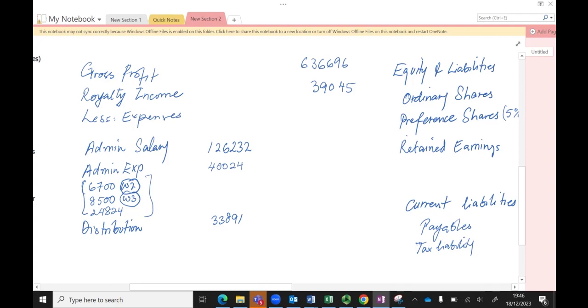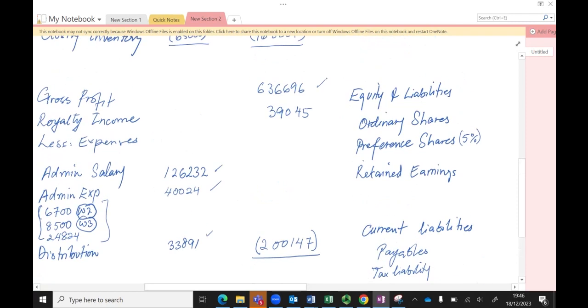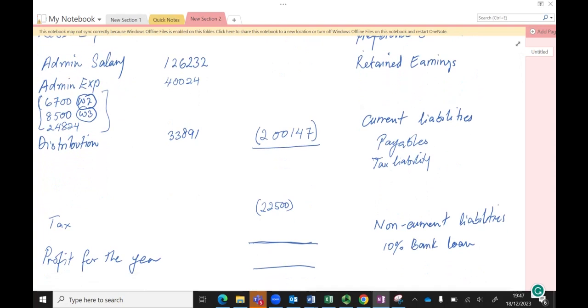Distribution expenses are 33,891. So the total expenses, this plus this plus this, is 200,147. We need to subtract them from the gross profit plus the royalty income. The answer will be 475,594.